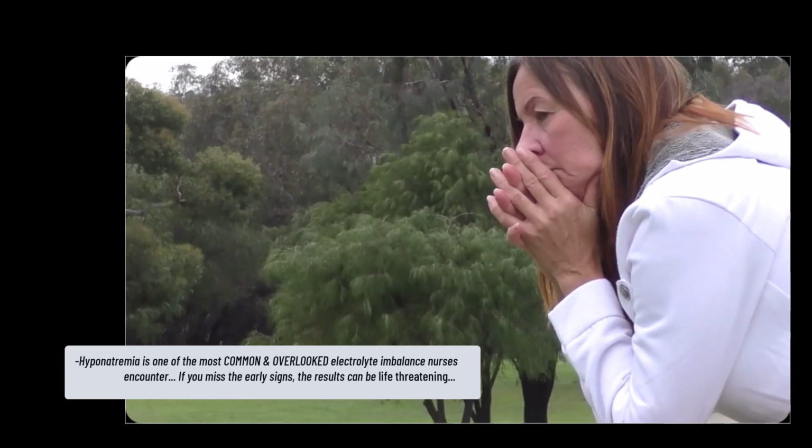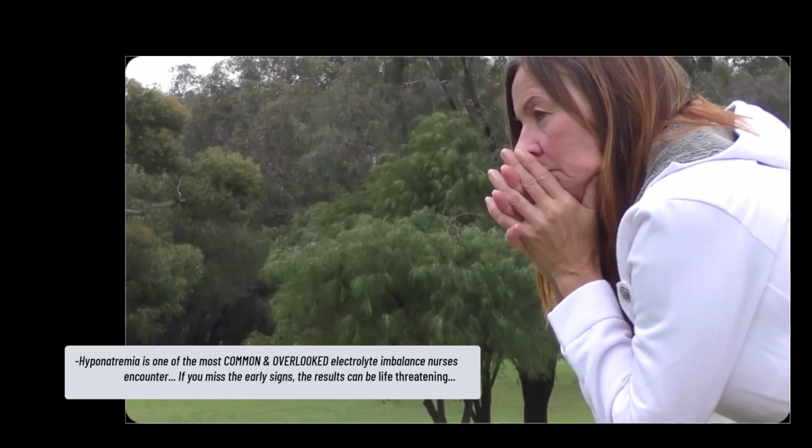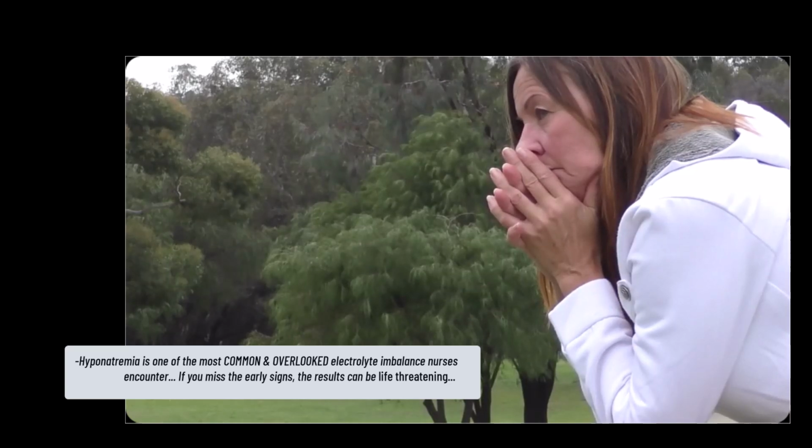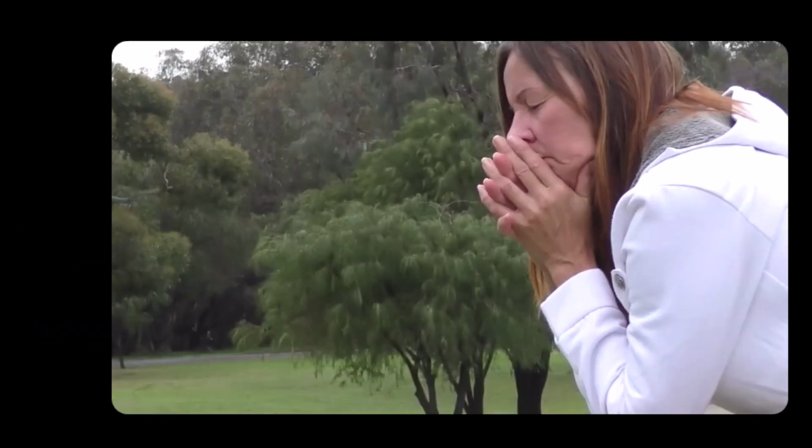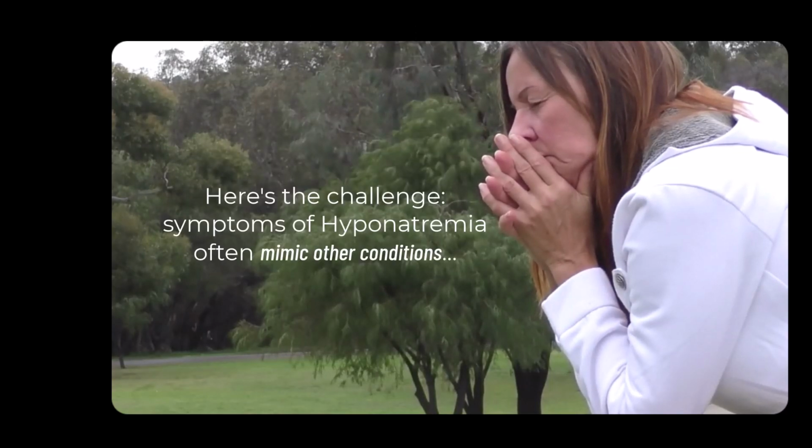Hyponatremia is one of the most common and overlooked electrolyte imbalances nurses encounter, and if you miss the early signs, the results can be life-threatening. From subtle mental status changes to full-blown seizures, hyponatremia can escalate fast, and it's our job as nurses to catch it before it's too late.